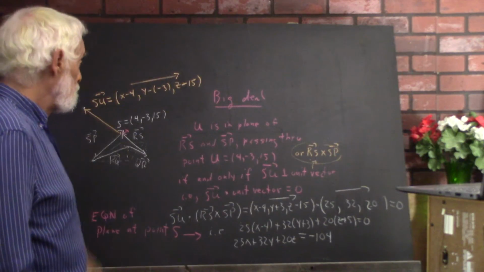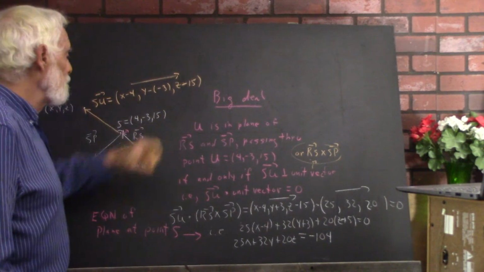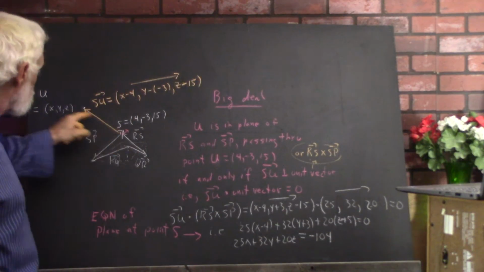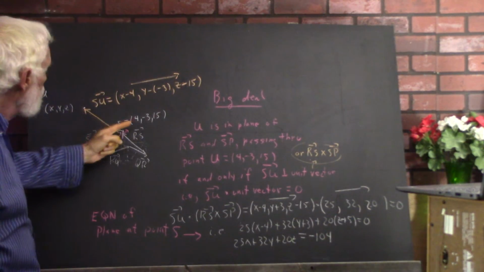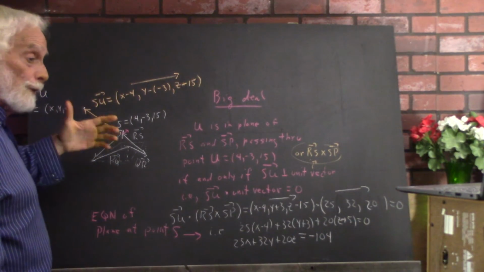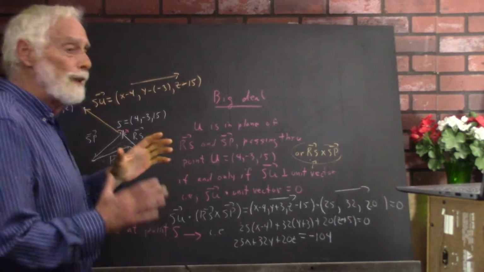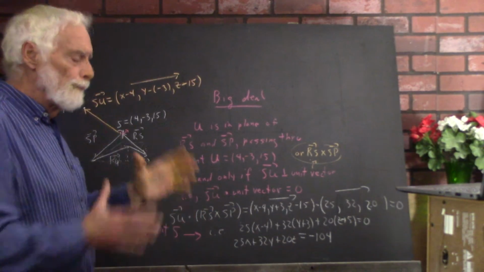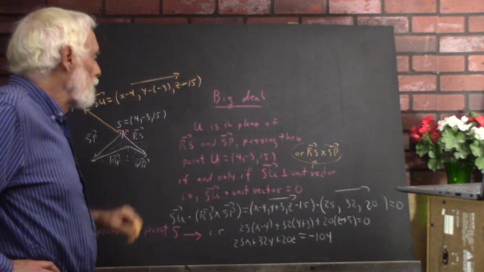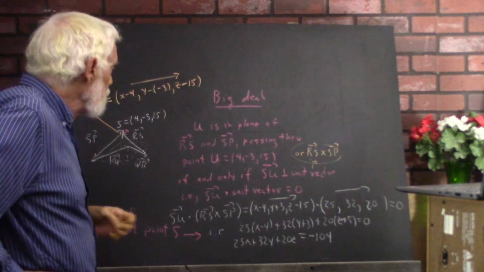There it is. Now here's the big deal. U is in this plane if this vector SU is perpendicular to this unit vector. That's it, and that's pretty intuitive. We'll probably talk about it a little more next time. If that isn't kind of obvious to you, think about it, and we'll probably talk about it a little more in the future.